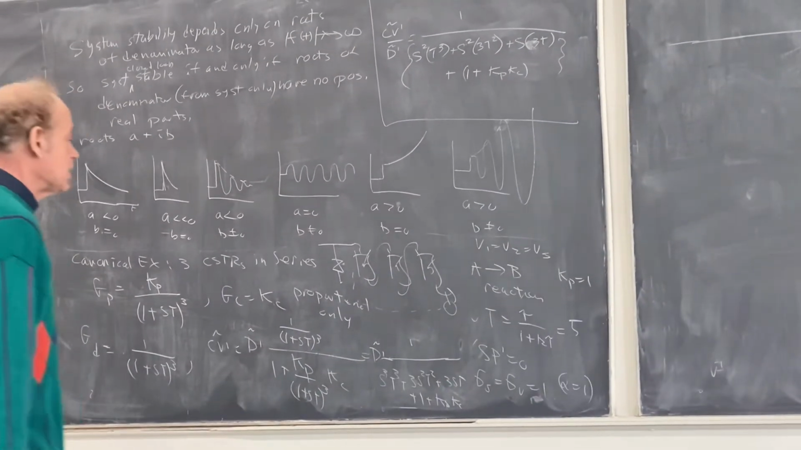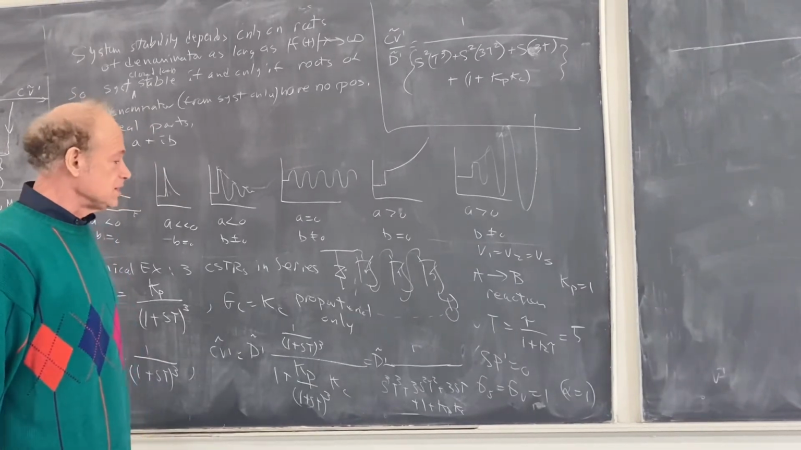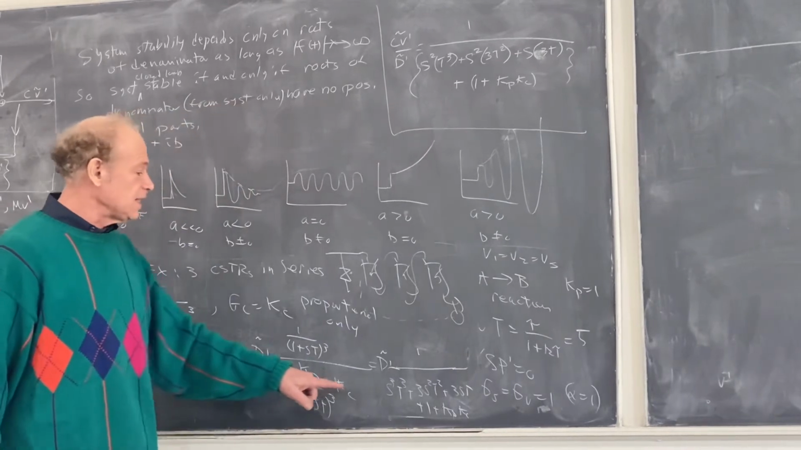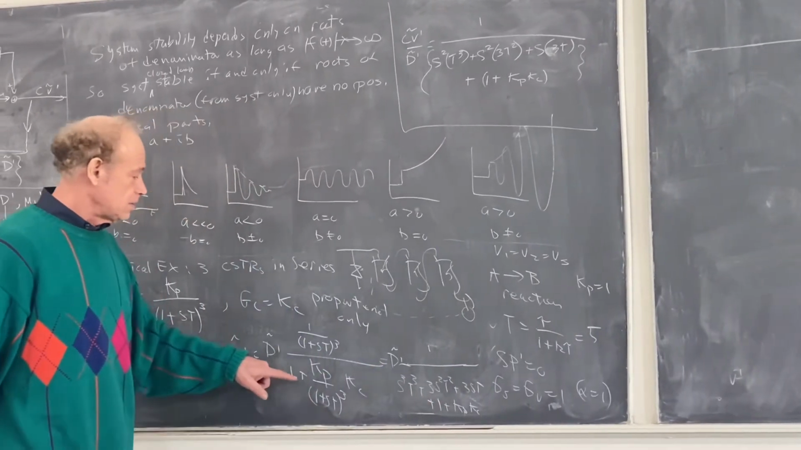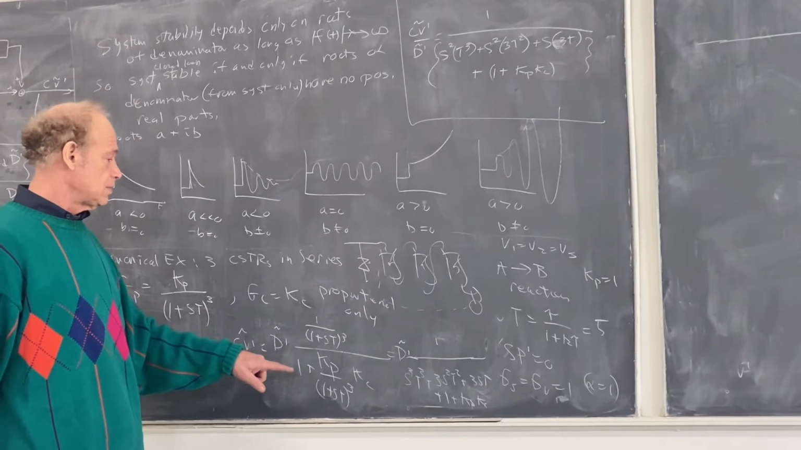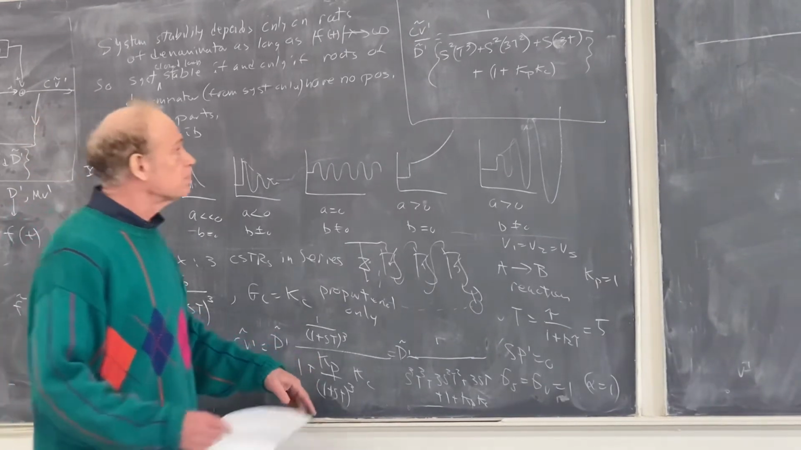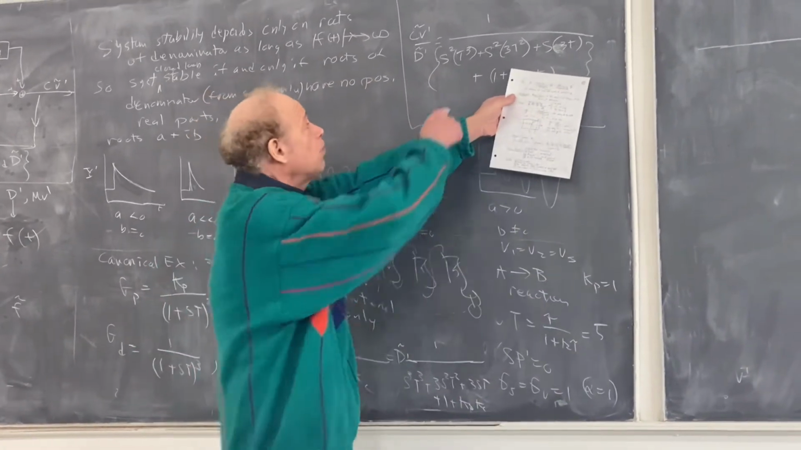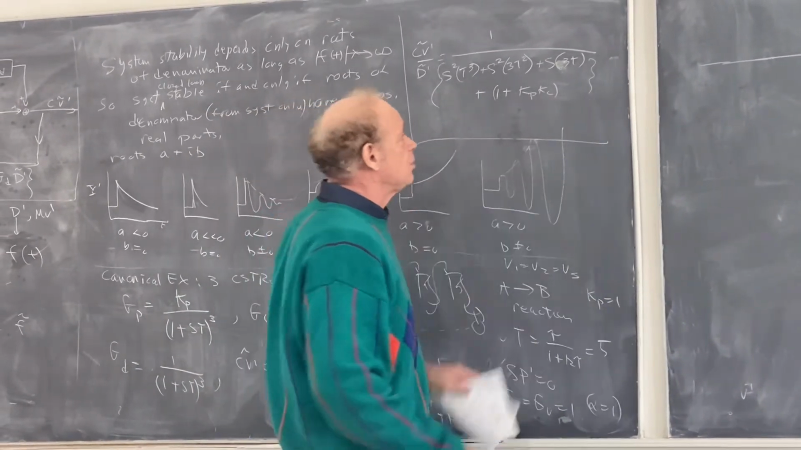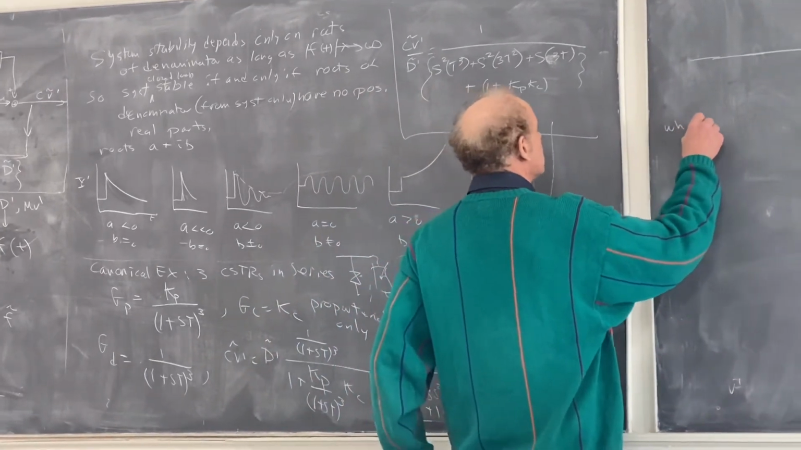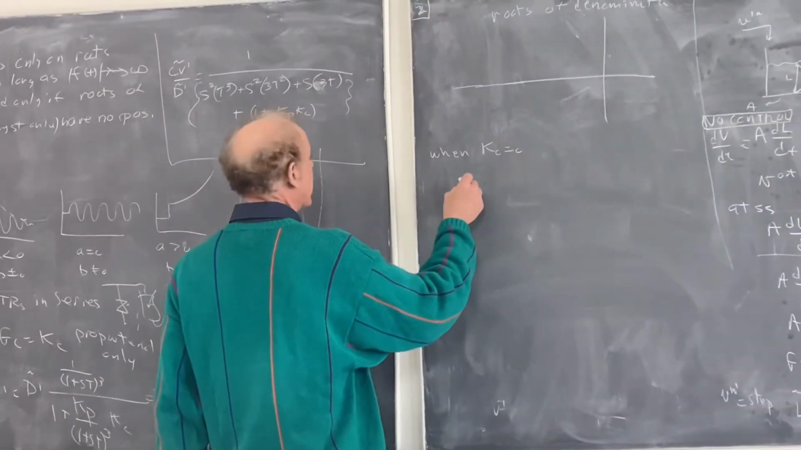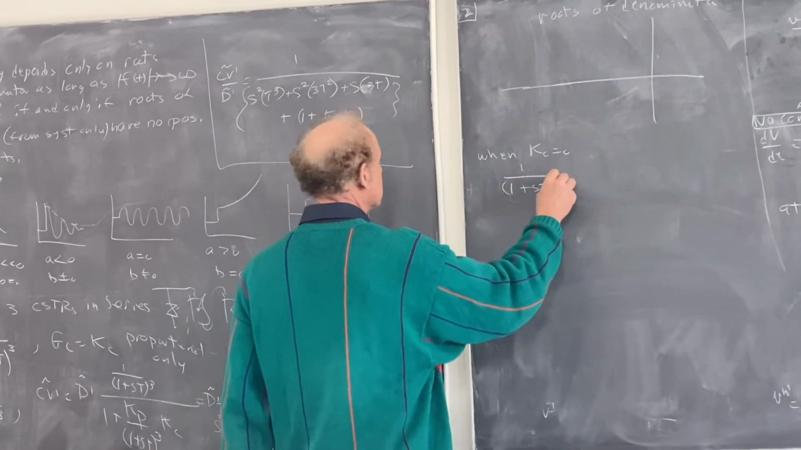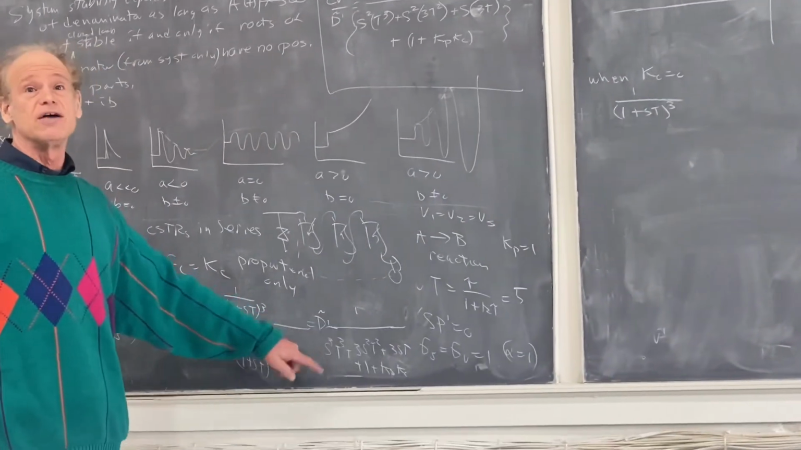Okay, so let's notice what happens if Kc is 0. Once I multiply this out, if I set Kc equal to 0, then this term drops out. And then what I have in the denominator is just 1 plus St cubed. So when Kc equals 0, I have 1 over (1 plus St) cubed, because that's all that survives in the denominator.